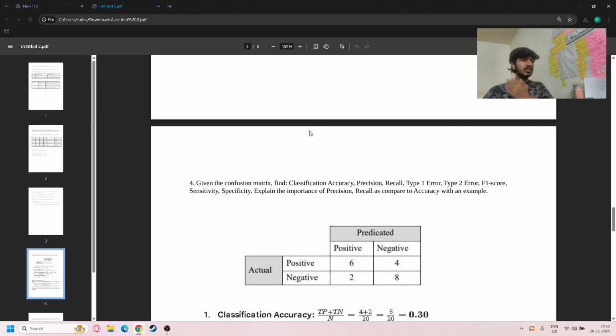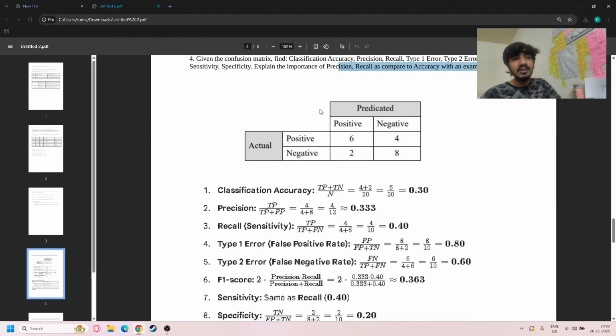Now in the fourth question we have a confusion matrix. We need to find classification accuracy, precision, recall, type 1 error, type 2 error, F1 score, sensitivity, specificity, and we need to also know the importance of precision and recall as compared to accuracy, and I'll also give you an example. So classification accuracy is TP plus TN divided by N. 4 plus 2, N, which is the total value, 8 plus 4, 12, 18, 20. 6 divided by 20, 0.3.